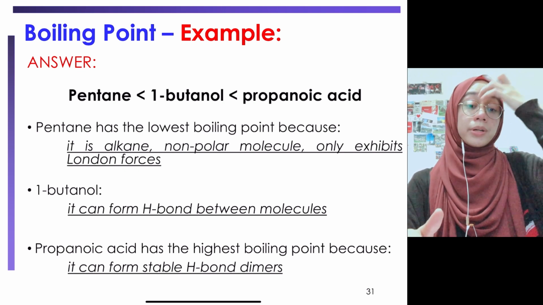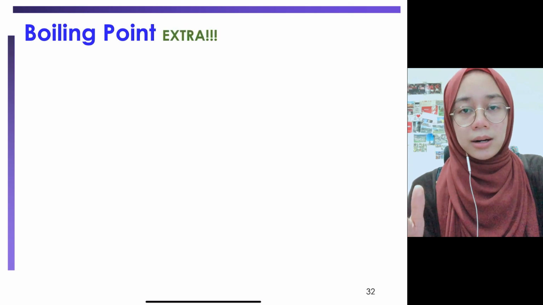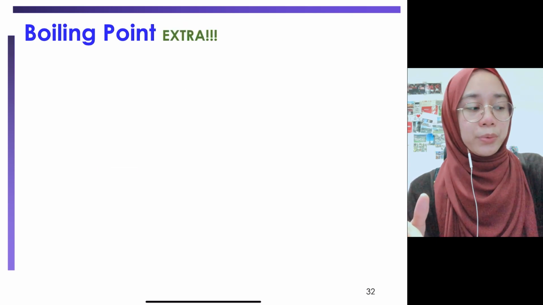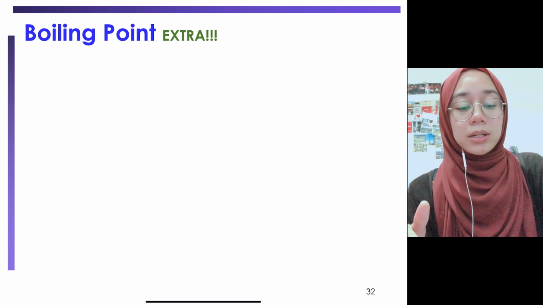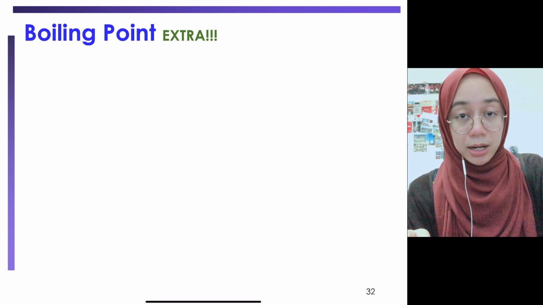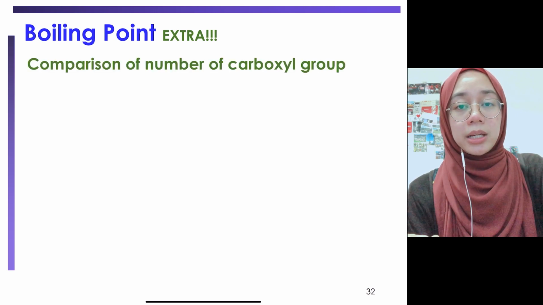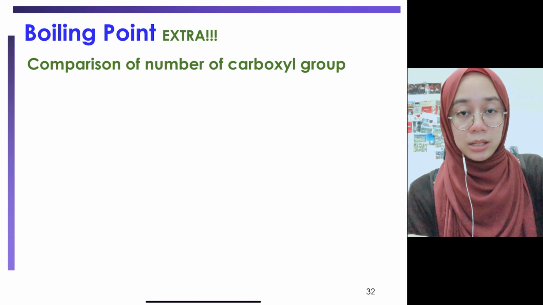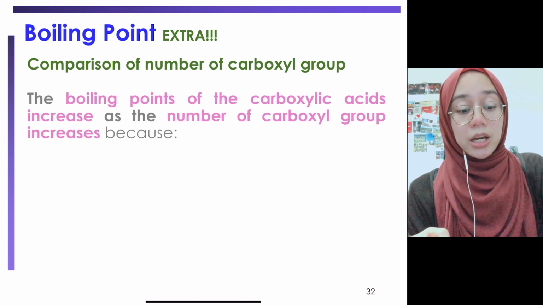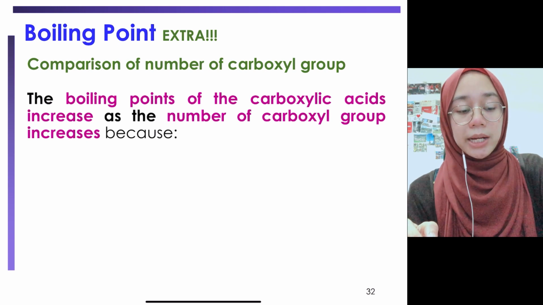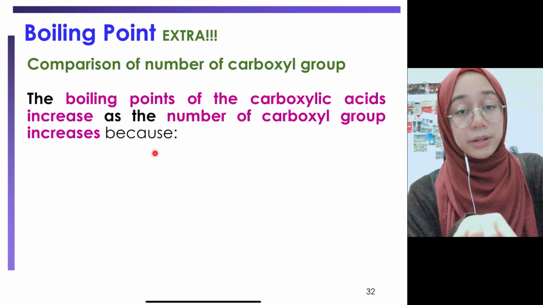Okay, so we're done with the boiling point. Tapi kat sini Miss bagi kamu ada satu extra. Ini tak ada pun dalam kamu punya learning outcome. Tapi Miss just bagi je. Okay, so what if kita diberi carboxylic acid, but then they have different number of carboxyl group. Okay, so the boiling point of the carboxylic acid increases as the number of carboxyl group increase.